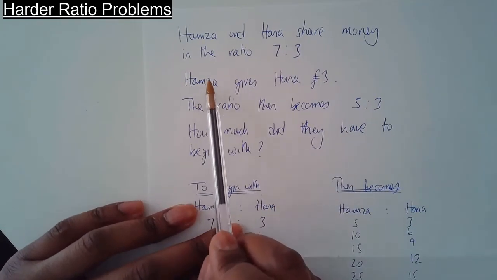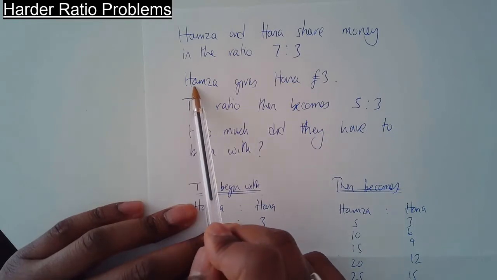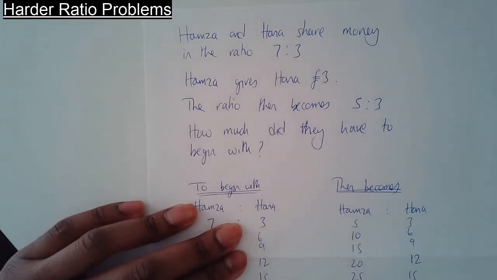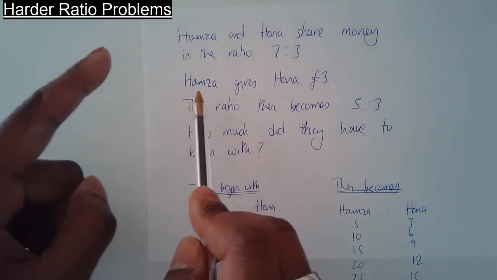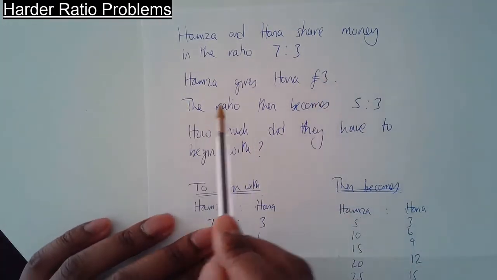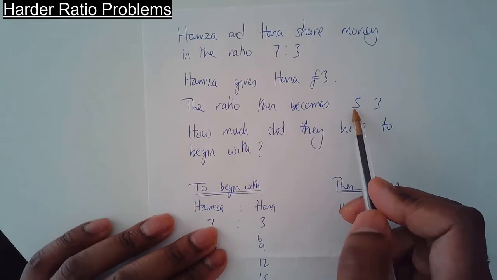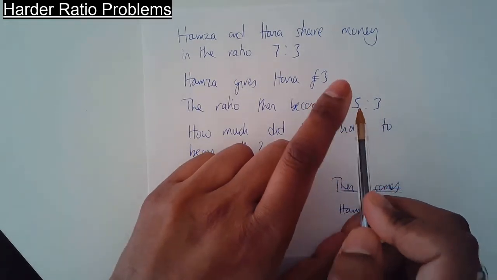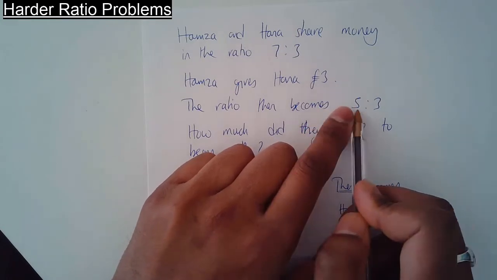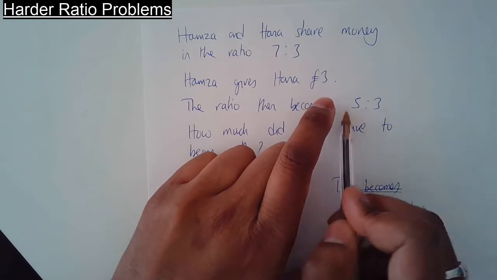But then what happens is Hamza gives Hannah £3. So Hamza loses £3 and Hannah gains that £3. After that, the ratio then becomes 5:3. So after Hamza's given Hannah that £3, the ratio becomes 5:3. Then Hamza will have 5 parts, Hannah will have 3 parts. That does not mean Hamza will have £5 and Hannah will have £3. It could be any equivalent ratio.